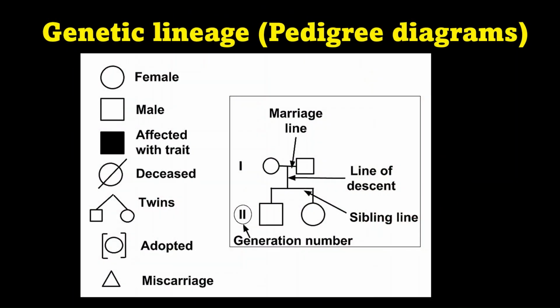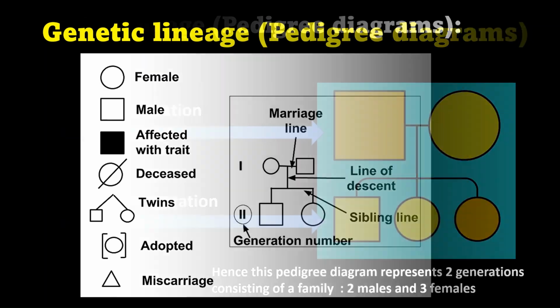Now, let's go to the process itself, the pedigree diagram. I want to finish it quickly. And we're going to use these symbols for the representation. Now you have to understand that we have the marriage line, the line of descent, the sibling line, and then the generation number. So let's see how they work.